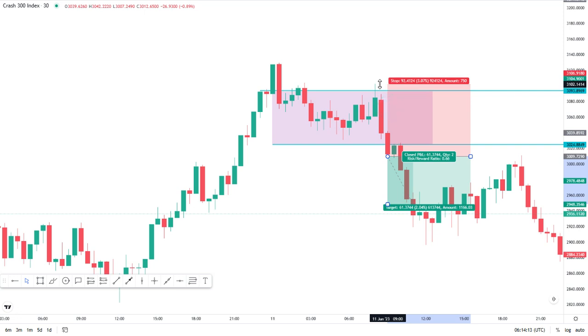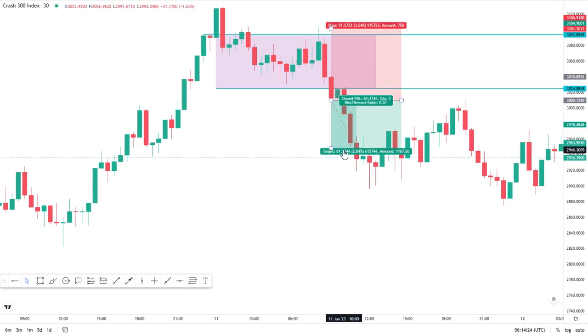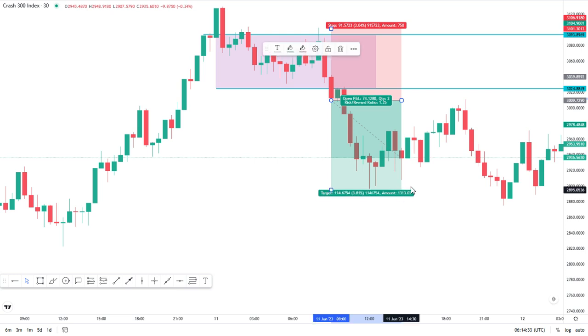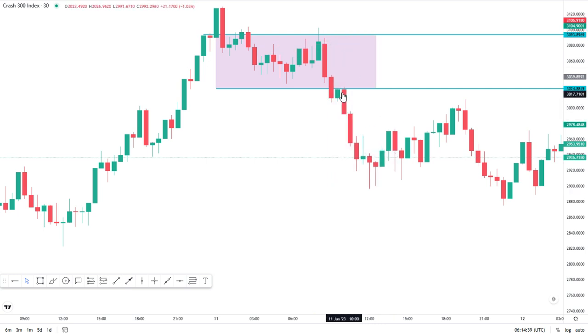Your stop loss could be above here or here, anywhere you want, but if you want to be safe, you can set your stop loss above the high of that candle, right? Then your TP could be anything. You can go for 1:2, 1:3, 1:4, depending on whatever your trading plan says.